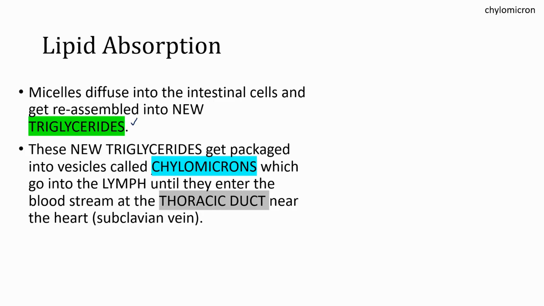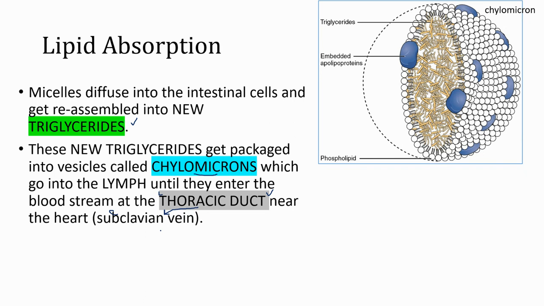So these new triglycerides get packed into vesicles called chylomicrons, which get into the lymph. And then they enter into the bloodstream, specifically at the thoracic duct. The thoracic duct is part of your lymphatic system. That thoracic duct is going to dump its contents into the subclavian vein. So right there is where it goes from the lymphatic system to the circulatory system. If you remember where your subclavian vein is, it will then go straight into the heart.